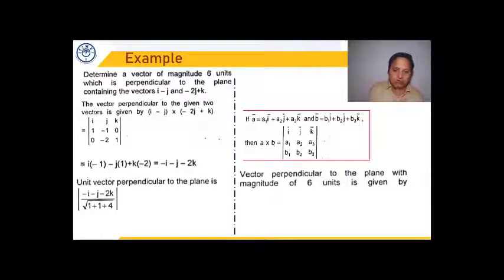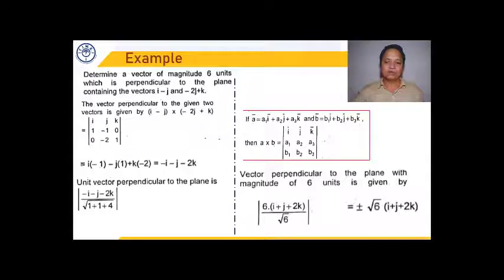A vector perpendicular to the plane with magnitude of 6 units: we multiply the unit vector by 6. We multiply 6 by the unit vector which we obtained, that is i plus j plus 2k divided by root 6. So it comes out to be plus minus root 6 times i plus j plus 2k. So this is the vector of magnitude 6 units perpendicular to the plane containing the initial two given vectors.